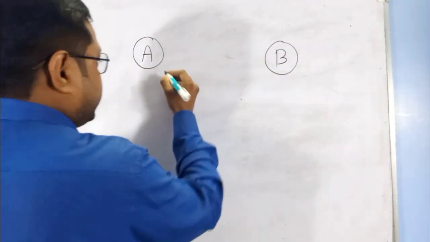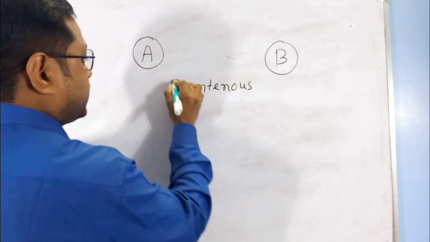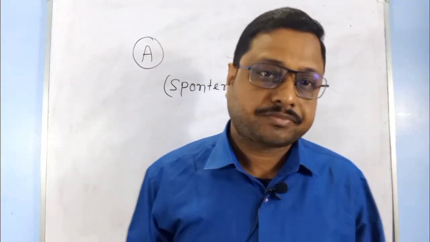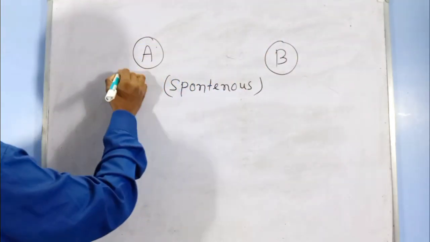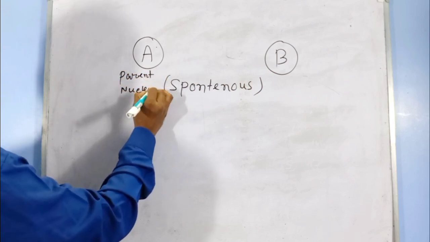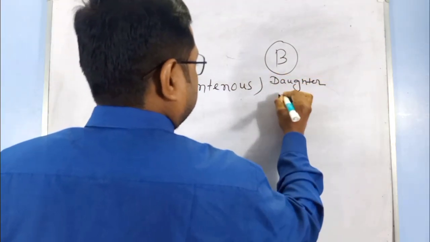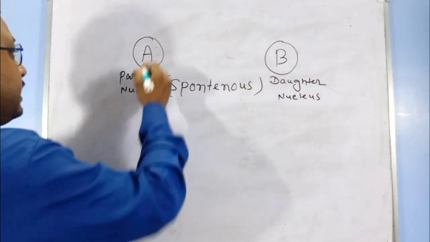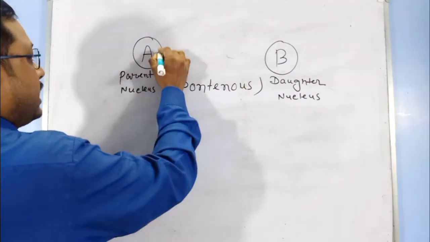But this emission is spontaneous. We cannot initiate it. It is a spontaneous process. We cannot stop it or initiate it. But A and B: A is called the parent nucleus, and B is called the daughter nucleus, not son. Here some penetrating rays are emitted from the parent nucleus.